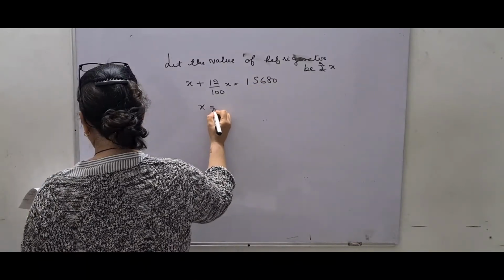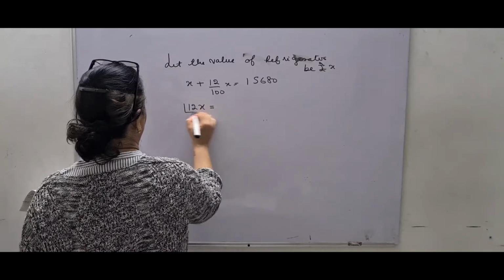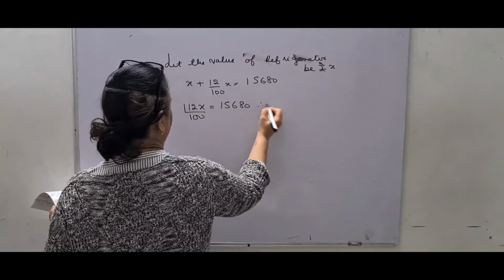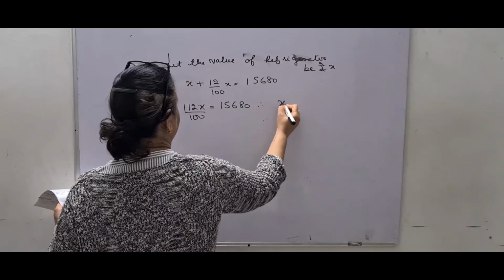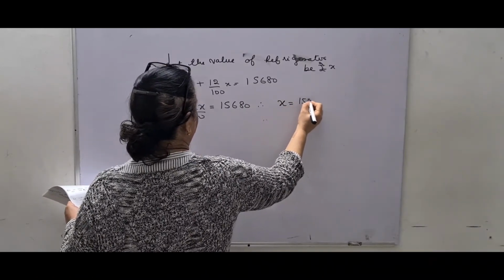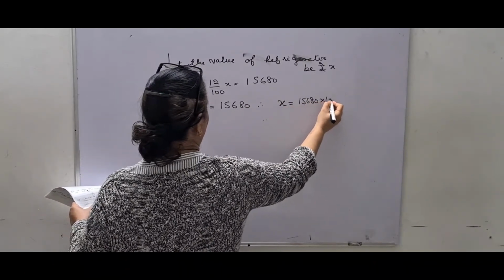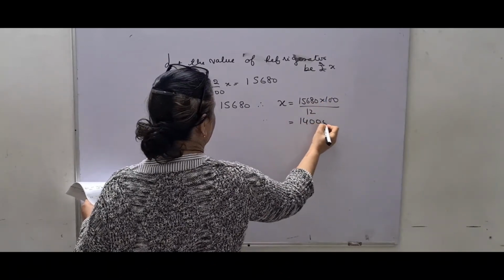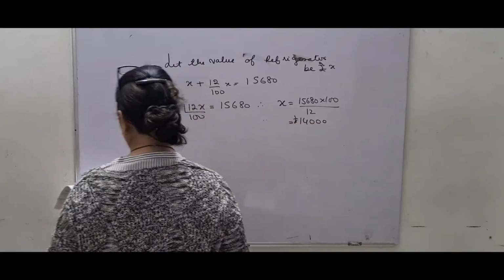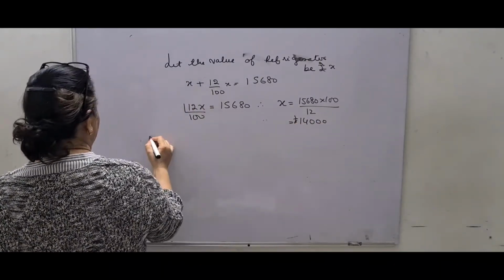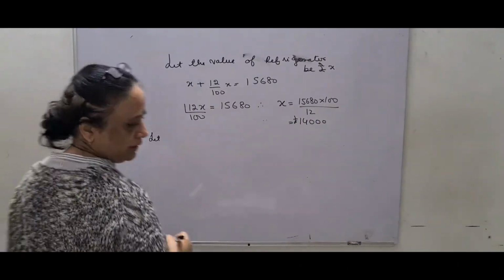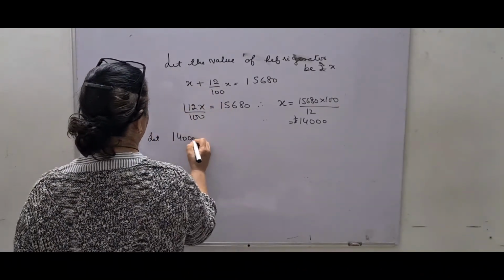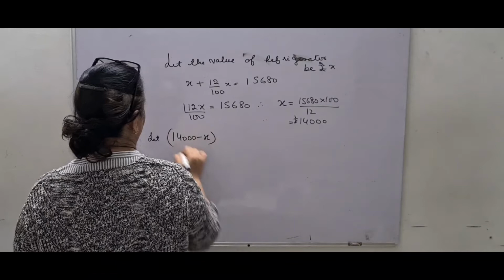X is equal to, you can calculate it, 112X upon 100 equals 15,680, or X is equal to 15,680 into 100 upon 112, and when you calculate it, it comes to be 14,000 rupees. Now Gagan, whoever it is, wants the reduction in this price, because you cannot do any reduction in GST.